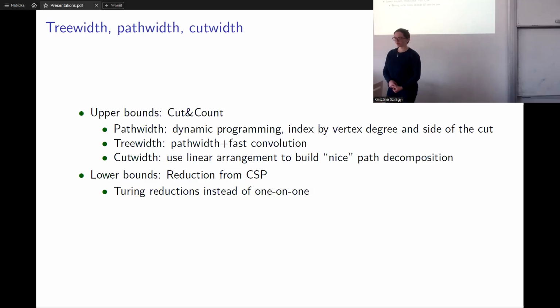And for lower bounds, all of them are a reduction from CSP, where one maybe interesting thing is that instead of doing the standard thing and reducing one instance to one instance, we reduce one instance to an OR of several instances.